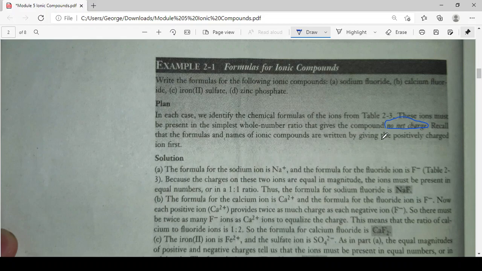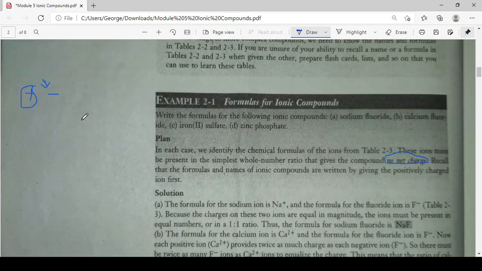So, recalling that the formulas and the names of your ionic compounds are written by giving the positively charged ions first, meaning we always write the positively charged ions, our cation ions, before the anions, our negatively charged ions. So again, the positively charged always comes before the negatively charged ions, our anions.